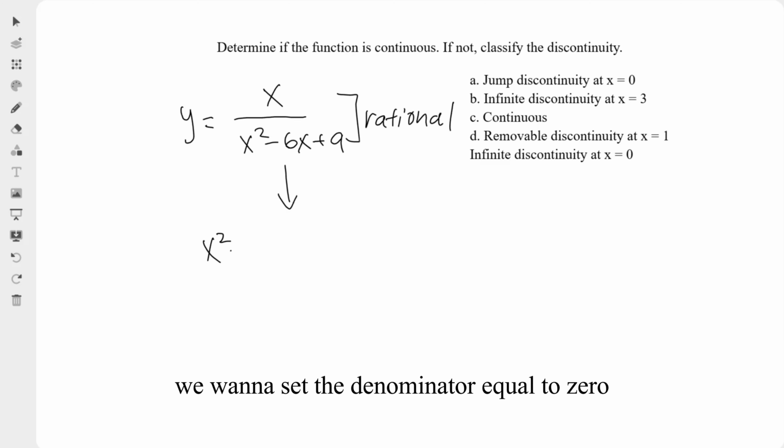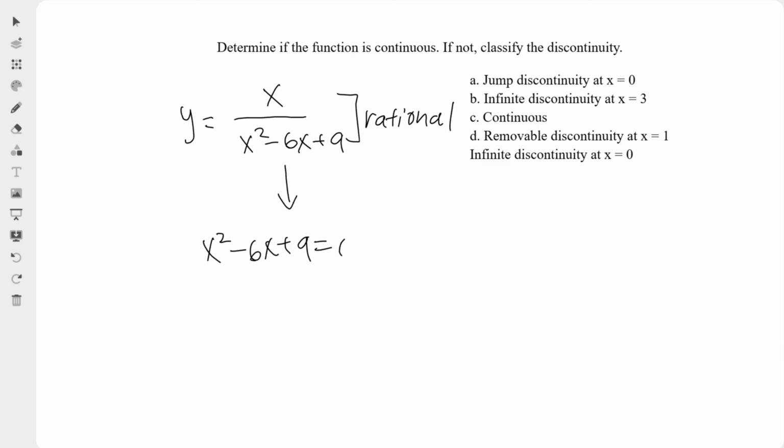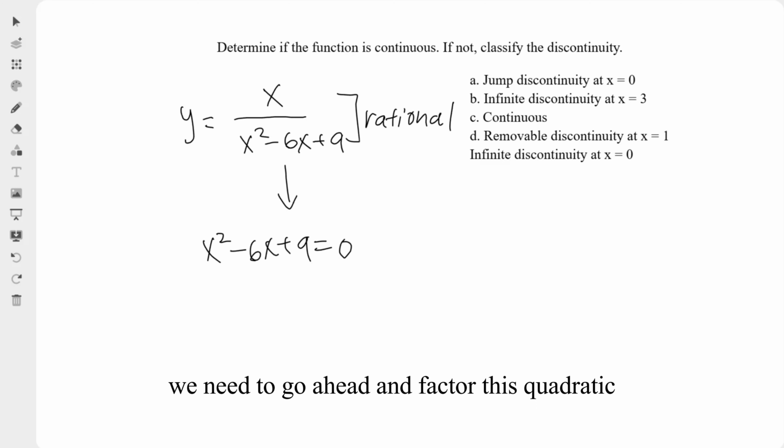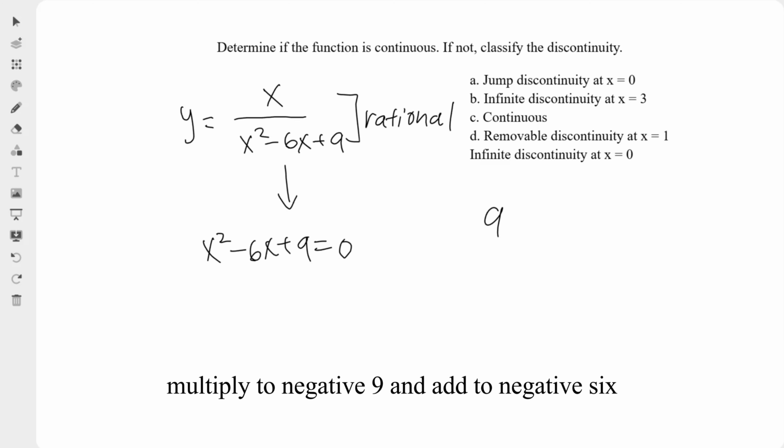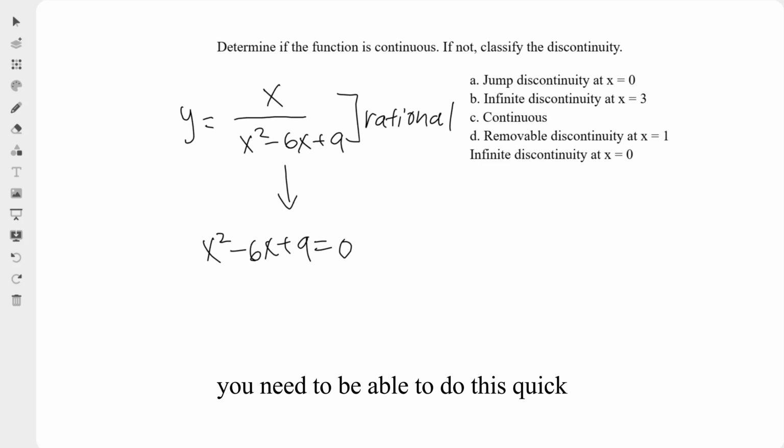To find the asymptote, we want to set the denominator equal to 0. If we set this equal to 0, we have a quadratic being equal to 0. We need to go ahead and factor this quadratic, so we'll use the AC method. We need to find what numbers multiply to 9 and add to -6. You need to be able to do this quick, especially if you're in AP Precalculus, because this is a common thing you need to know on tests. So -3 plus -3 adds to -6, and -3 times -3 multiplies to +9. So we'll be using -3.